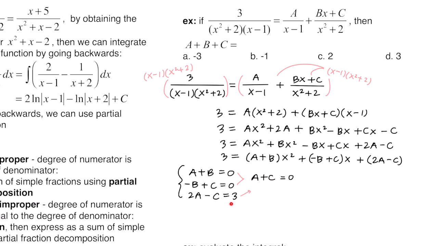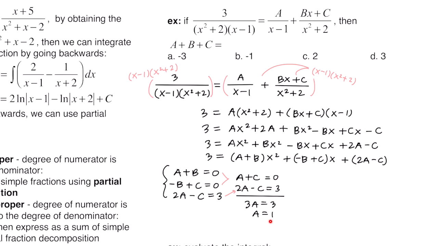Next I'm going to recopy this equation over here. And now we can combine these two equations. When we add down, you get 1a plus 2a is 3a, and 0 plus 3 is 3. So we end up getting that a equals 1.